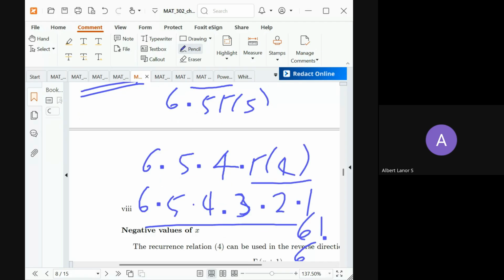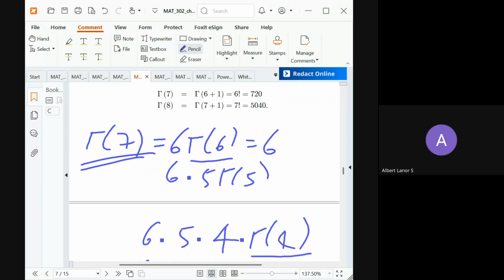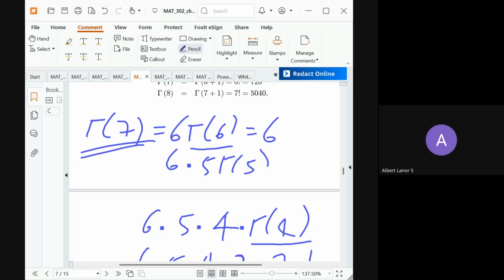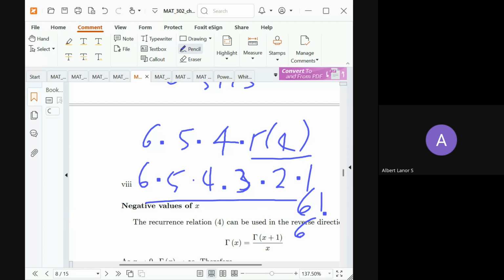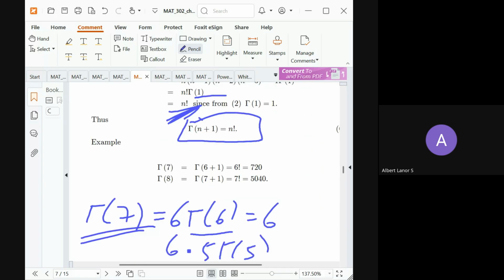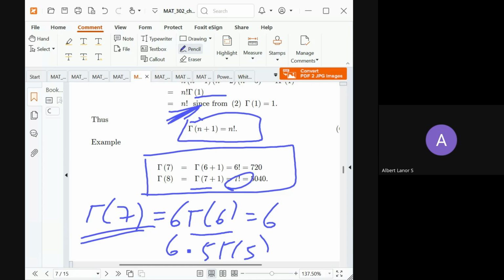So 6 factorial means I'm multiplying 1 to 6, that is 6 times 5 and so on. All right, so if the number is n, then the gamma of the number is the previous number's factorial. So we're looking at a few examples here. Gamma of 7 will be equal to 6 factorial. Gamma of 8 is 7 factorial. And gamma of 9 will be 8 factorial, in that order.